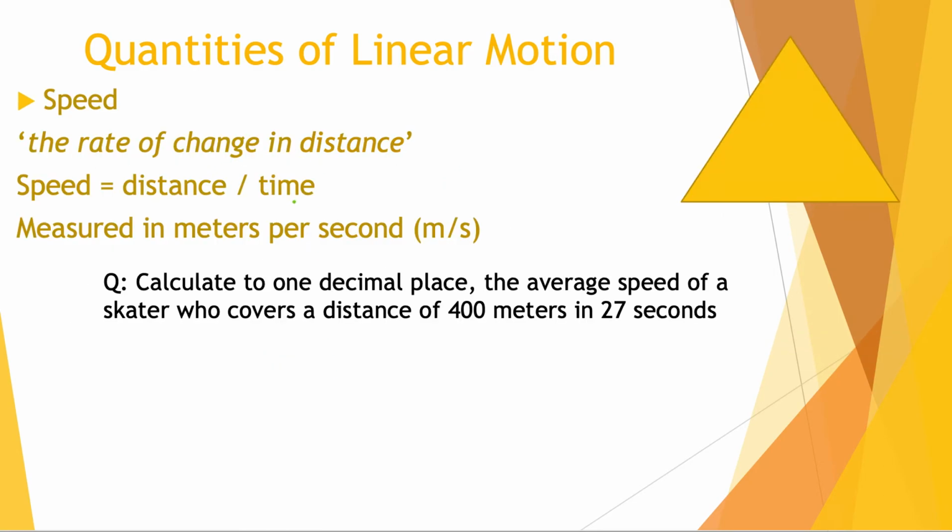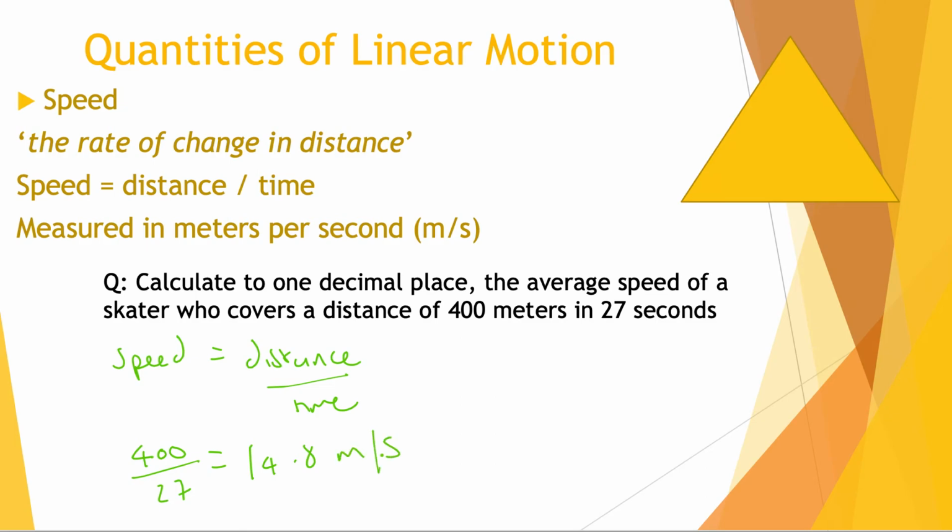So speed, the rate of change in distance. We know that speed is distance over time measured in meters per second. Calculate to one decimal place the average speed of a skater who covers a distance of 400 meters in 27 seconds. So we would write that we know that speed equals distance over time, and then put in our numbers. So 400 is the distance. It took them 27 seconds, which means that their speed is 14.8 meters per second.